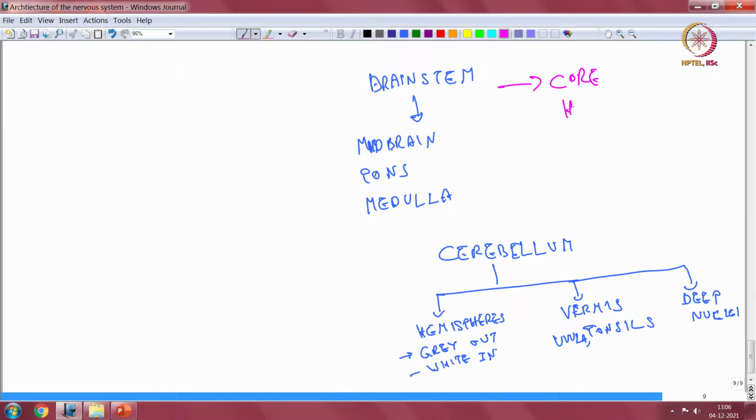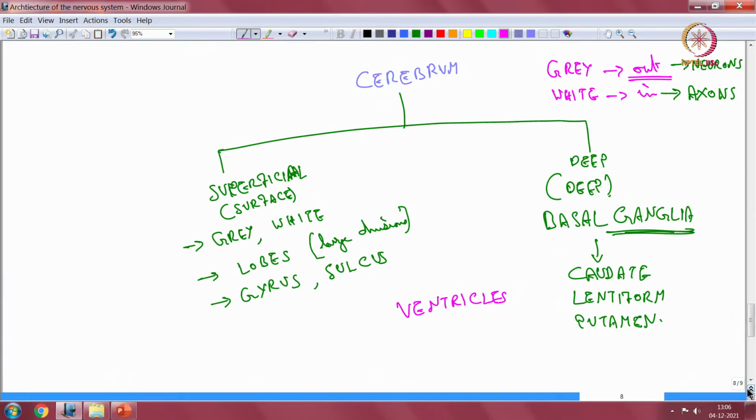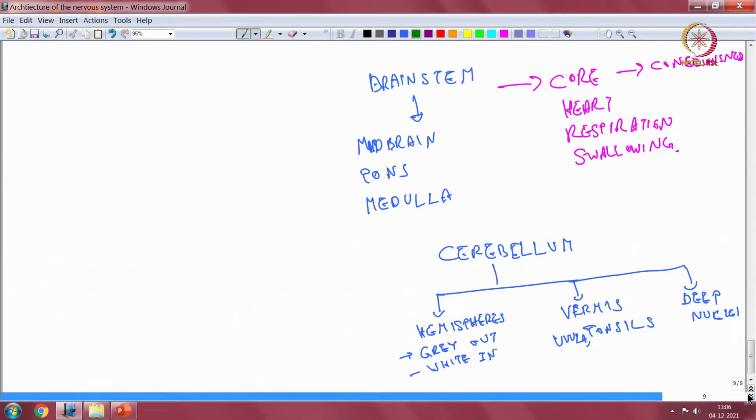The brainstem is core functions: heart, respiration, swallowing. Many of the most important, consciousness. Okay, and I think I missed an important thing over here. This is the basal ganglia, and you also have the thalamus over here, which we have conveniently forgotten. Both the thalamus and the brainstem are responsible for consciousness. That is a separate discussion.